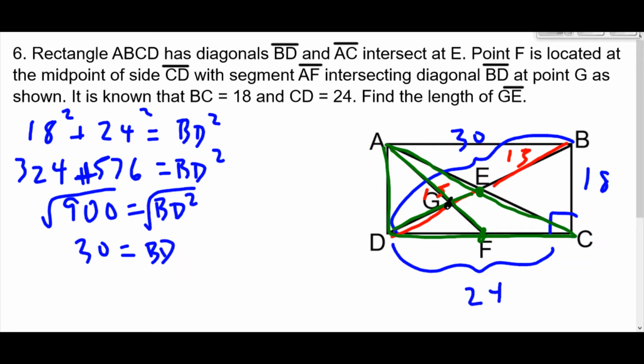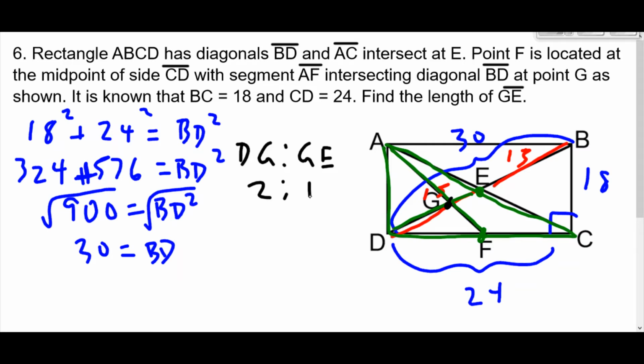So you're saying, okay, since G is a centroid, the ratio of DG to GE is going to be 2 to 1. Please remember that a median divided by the centroid breaks the segments in a ratio of 2 to 1, from the vertex to the centroid, from the centroid to the midpoint. So DG to GE is 2 to 1.